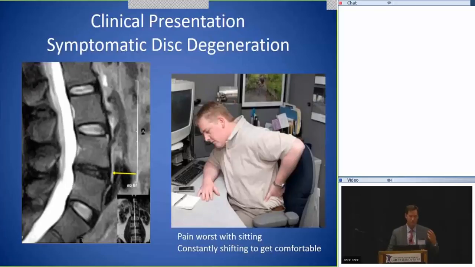Patients with degenerative disc disease, okay? Totally different entity. Patients with degenerative disc disease present like this gentleman here. They can't sit, okay? Pain with sitting. You got to change positions all the time. You can't get comfortable. Constantly shifting positions to remain comfortable. On this MRI scan, you can see no nerve root compression at all, just one isolated disc that's wearing out.